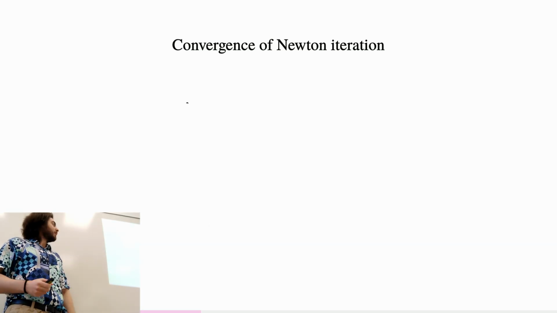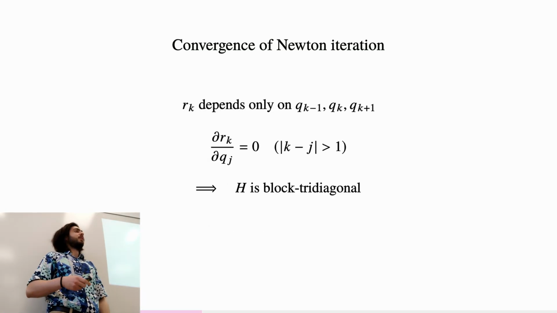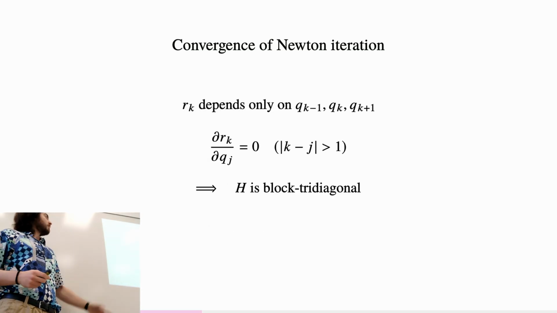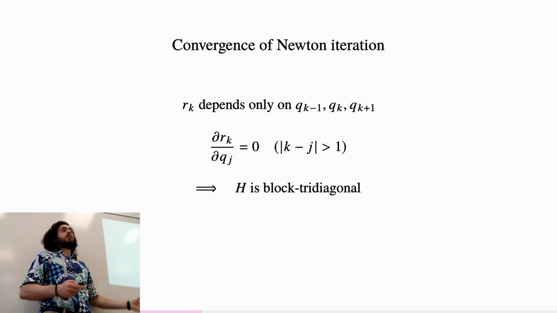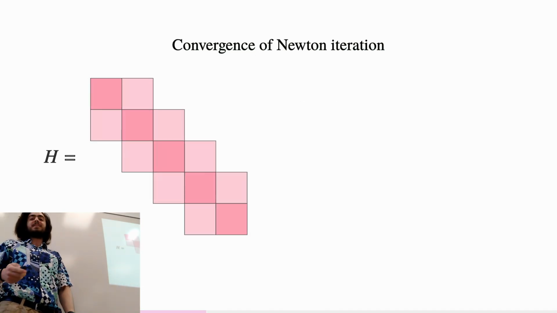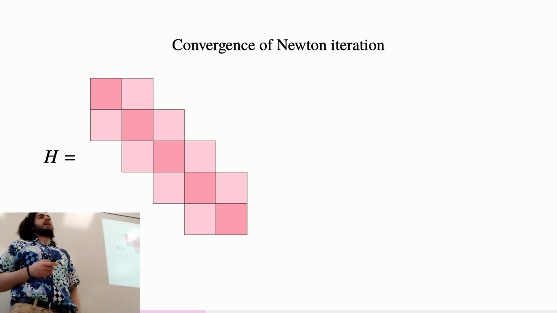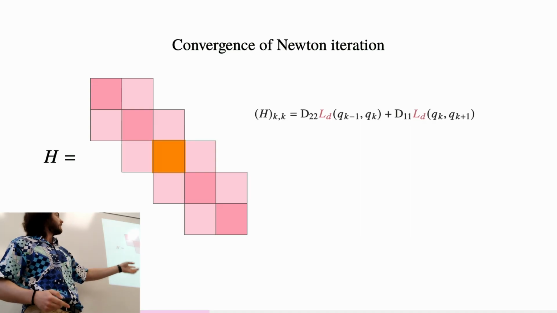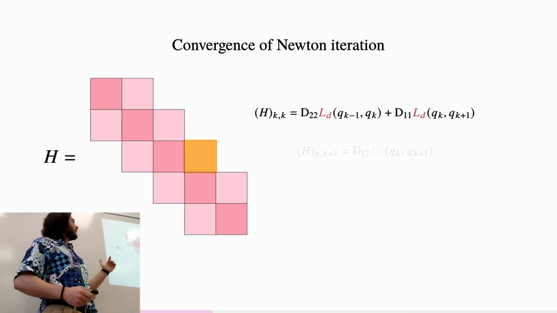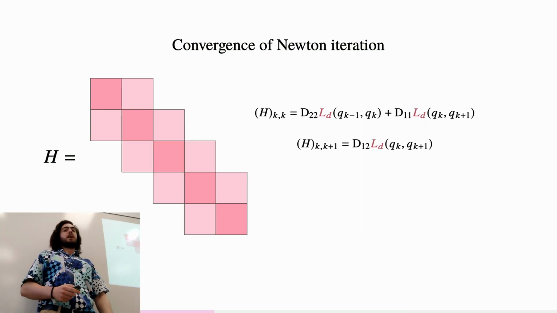But we can actually evaluate the structure of this Hessian to find a better condition. So, because of the locality of the discrete Euler-Lagrange equations, we actually find that the Hessian is block tridiagonal. And not only that, but each block in the tridiagonal matrix is one of the second derivatives of the Lagrangian, evaluated at different points. The diagonals are the straight derivatives, and the off diagonals are the cross derivatives that remain.